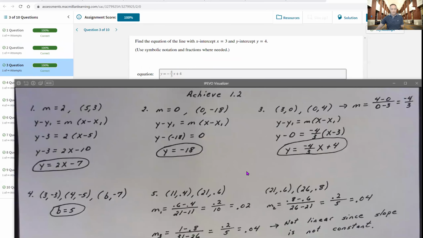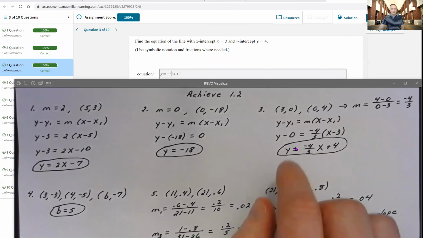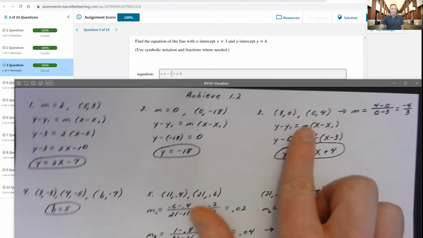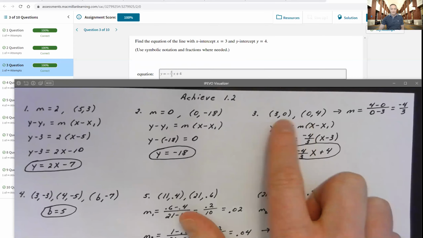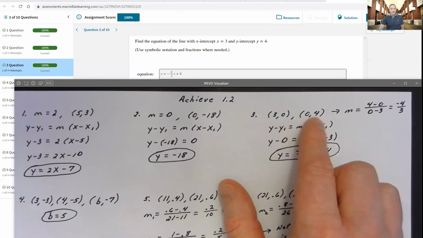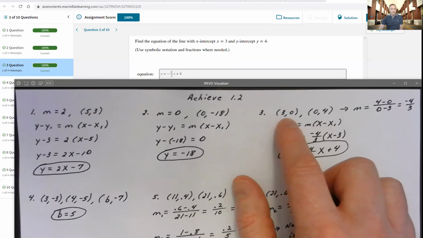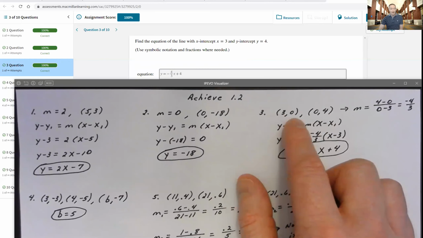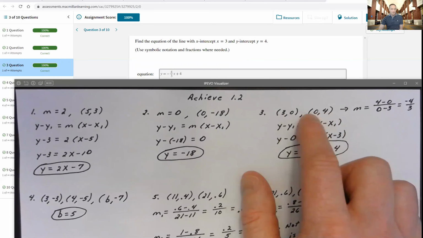For the next one, it goes back to finding the equation of a line that's not just a horizontal or vertical line. In this case, the slightly tricky thing was that instead of giving me ordered pairs, they just told me the x-intercept and y-intercept. Of course, when they tell us the x-intercept, they're giving us an ordered pair. Because with an x-intercept of 3, the y value is always 0. And if you have a y-intercept of 4, the x value at that point is 0. So we have the ordered pairs (3, 0) and (0, 4).